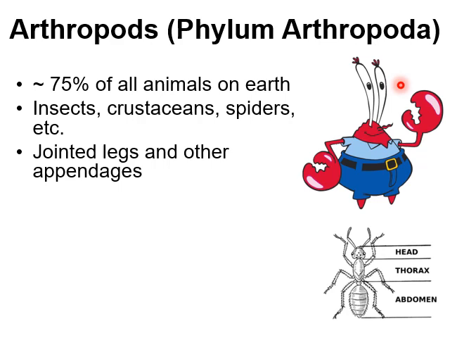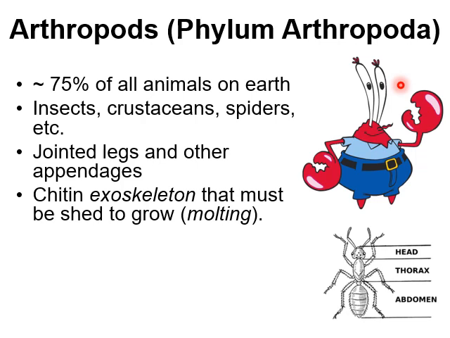All of the arthropods have a hard exoskeleton made of chitin. Chitin is a hard type of protein. And exo refers to outside, so this is a hard outside skeleton, as opposed to the skeleton that we have, which is a hard endoskeleton, an internal skeleton. And because the arthropods have this exoskeleton, in order for them to grow, they have to be able to shed that.